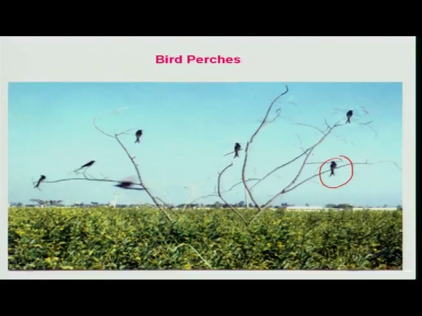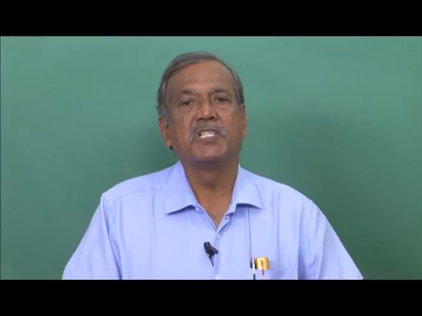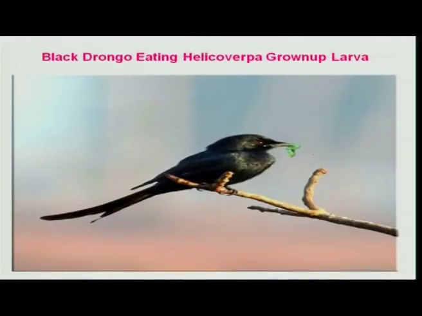Insects which cannot be controlled at the later instars, maybe third to fifth instar, can be easily noticed by these birds, and they prey on these, come and rest on these perches and then eat. One of the behavioral phenomena is that these birds cannot devour or consume when they are in flight.